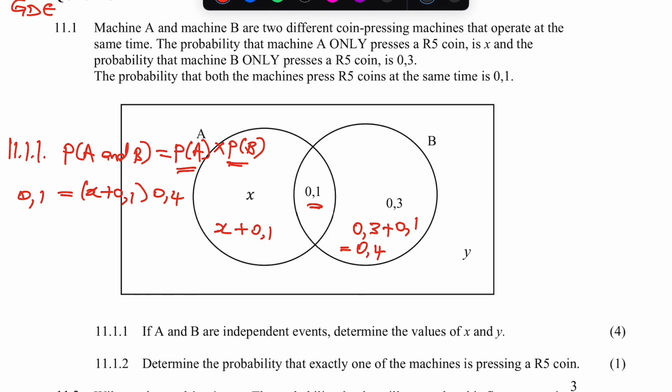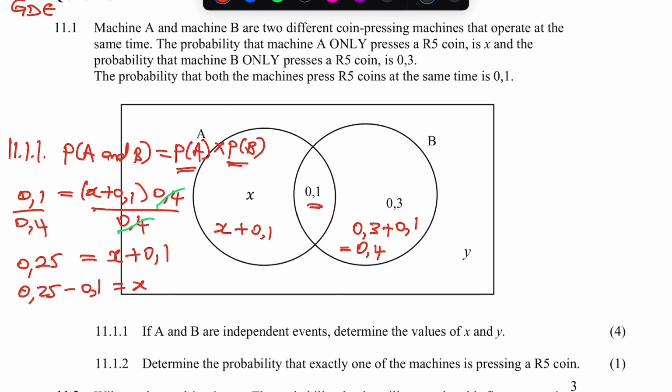Now let us solve for X. We just divide by 0.4 on both sides, so that gives us 0.25 equal to, and then the 0.4 will cancel, and you're left with X plus 0.1. Then you just transpose: 0.25 minus 0.1 equal to X. Therefore, X equals 0.15. And so we know that this is 0.15.